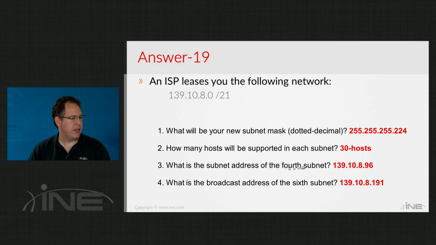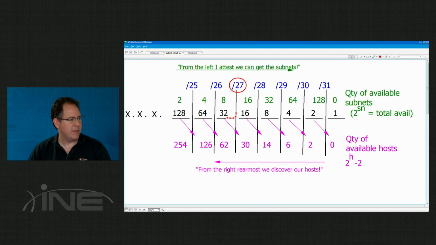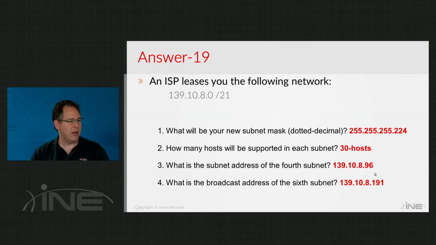What will be the subnet address of the fourth subnet? Well, looking at this with a /27, my subnets are always in increments or multiples of 32s. So the first subnet will be the 0 subnet, and then the 32 subnet, the 64 subnet, and the fourth subnet will be the 96 subnet. The 96 subnet.